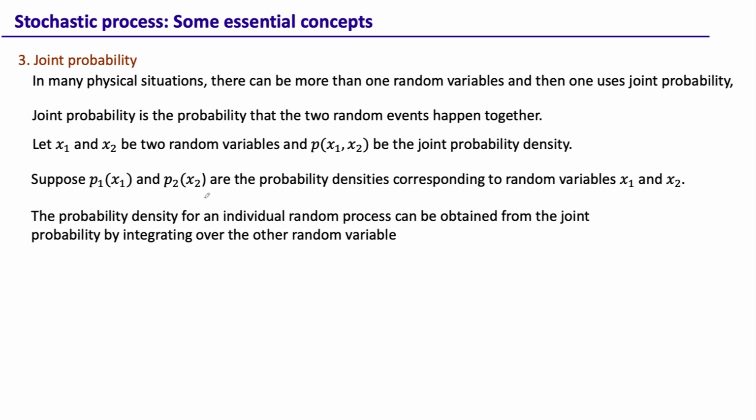So if the joint probability is given, how do you find out the individual probability? Well, it is very simple. P1(x1), this we can find out if we have the joint probability p(x1, x2). Just integrate this probability over the other variable dx2. This will give us the probability for x1. Similarly, for p2(x2), all we need is to integrate this joint probability density p(x1, x2) over dx1, and that's it.